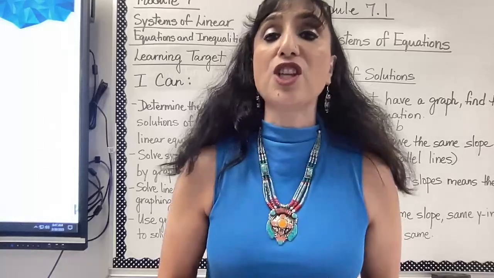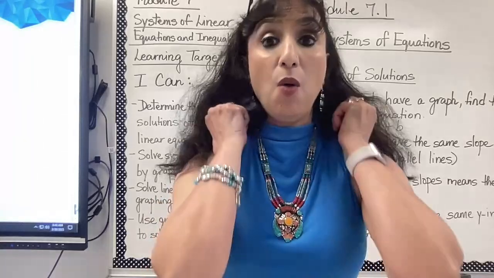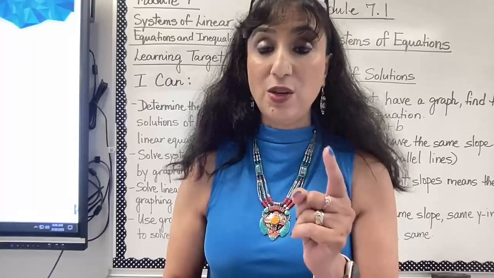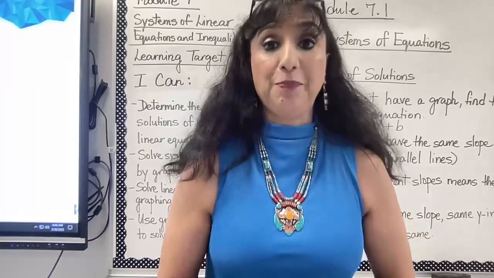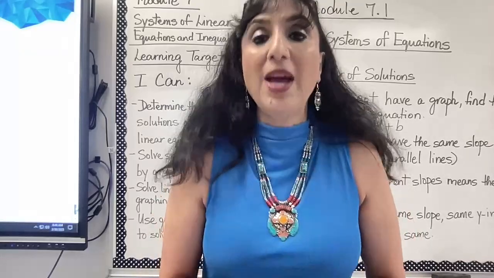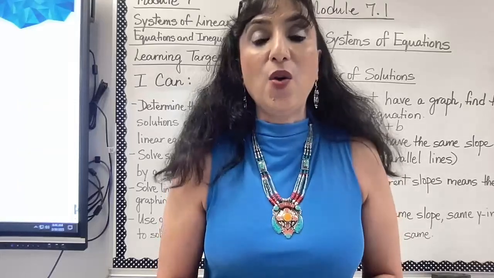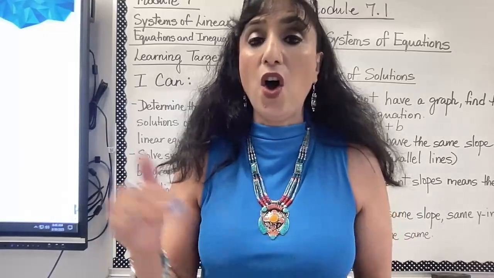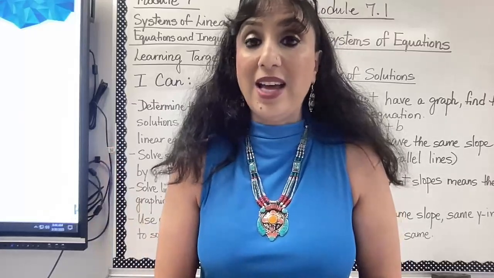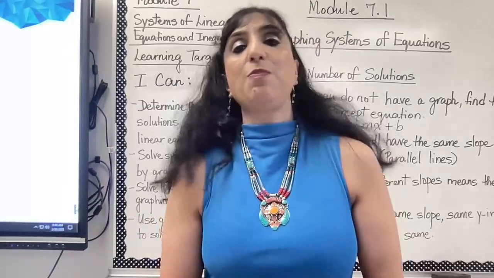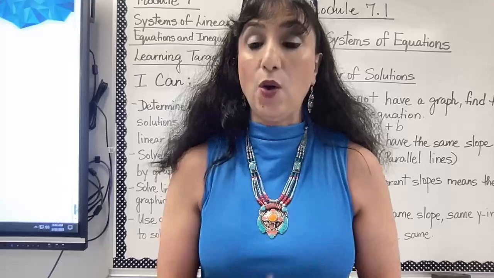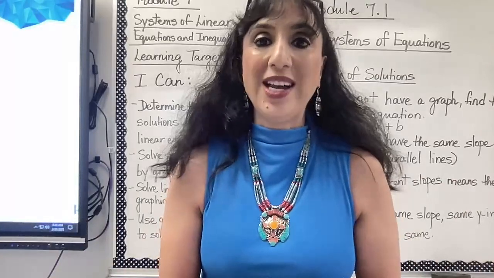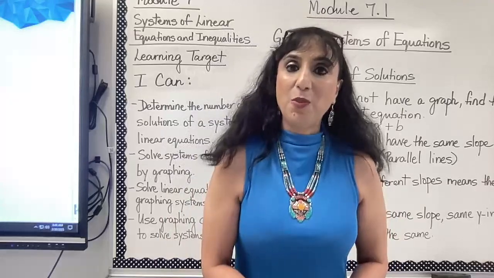When I have different slopes, I'm going to have exactly one point where they are going to intersect, and that is going to be my solution. I'm going to have one solution when I have two different slopes. When I have the same slope and the same y-intercept, we are going to end up with infinite solutions, because it's literally two lines which are together and they will have all the same ordered pairs that they are sharing. So that's how, just by looking at an equation, or by looking at a graph, we can tell whether it is consistent or inconsistent. And that's what module 7.1 is all about.